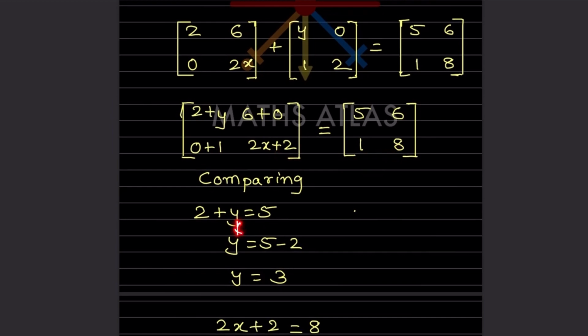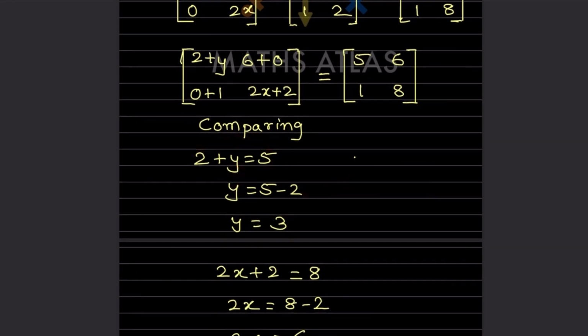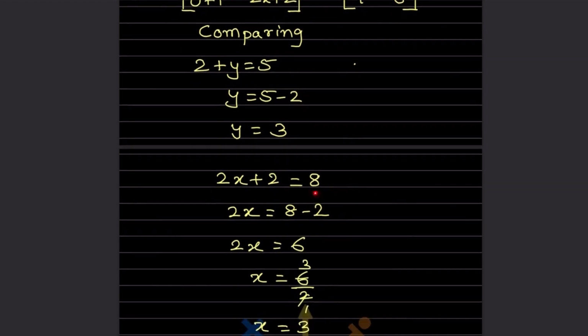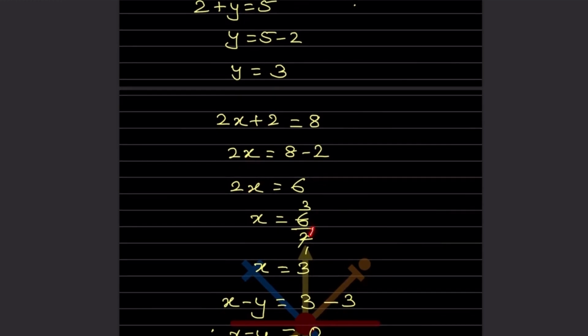So that will be y is equal to 5. If you take this on the other side, that is going to be negative 2. So the value of y is 3. Now we will take this and this. 2x plus 2 is equal to 8. This is what I wrote. Now 2x will be, this 8 is already on the right hand side, plus 2 minus 2. So 2x is 6, x is 6 divided by 2, that is going to be 3. So x is 3. So we got the value of x and y.